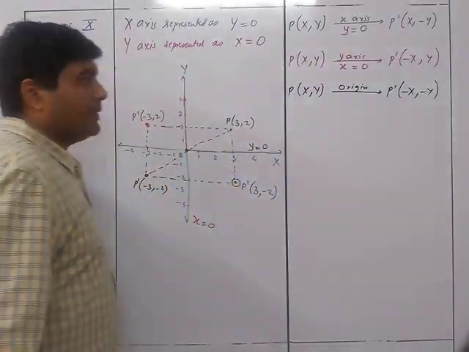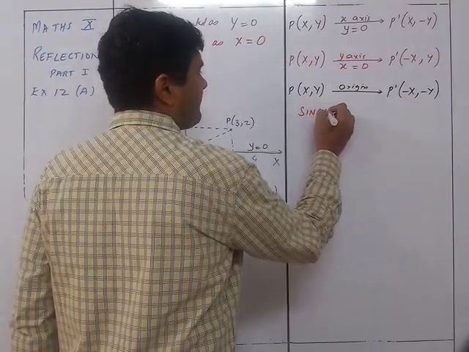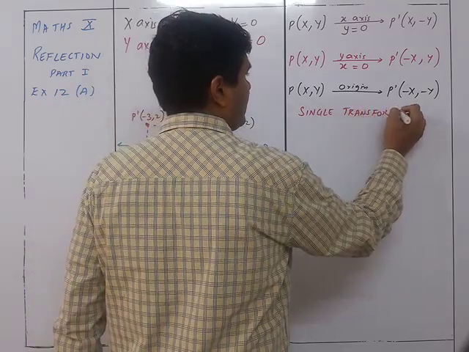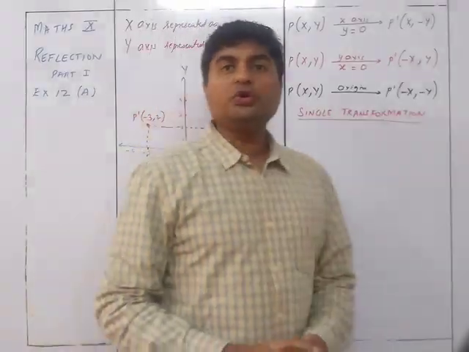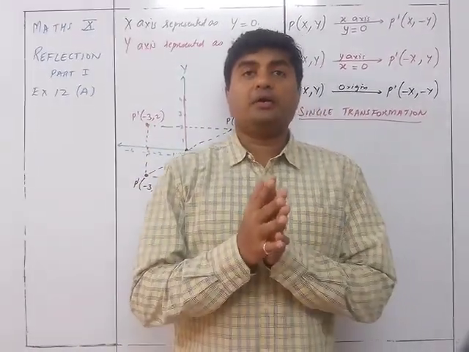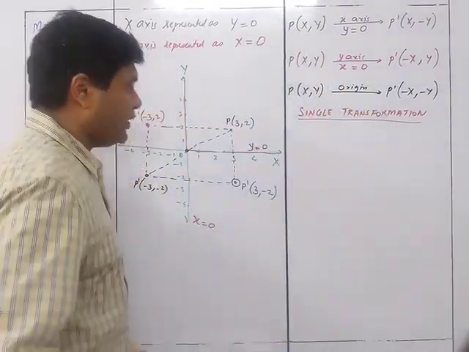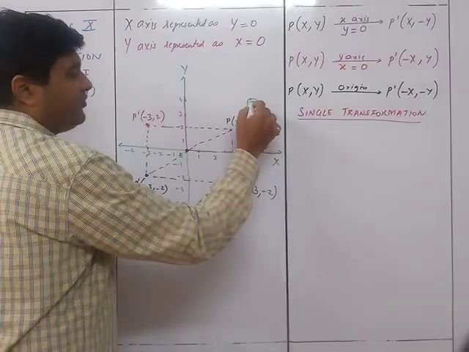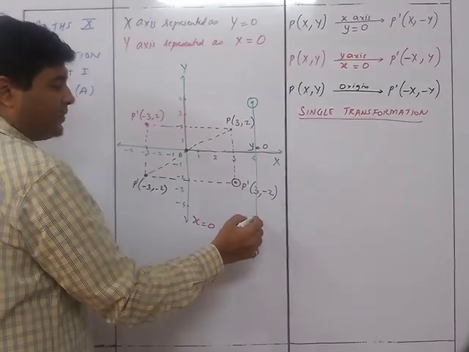Now we see something which is called single transformation. Single transformation is used when I am going to reflect a particular point twice. Suppose I take a point over here, (4, 4). I reflect it first with the x-axis, so it went here. And then I reflected it by the y-axis, so it went here.